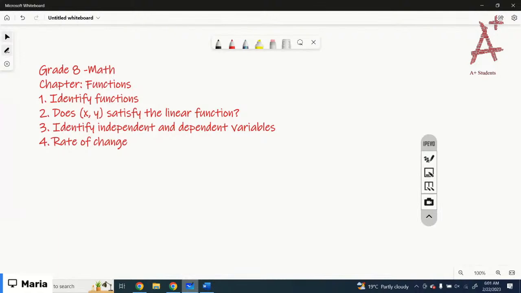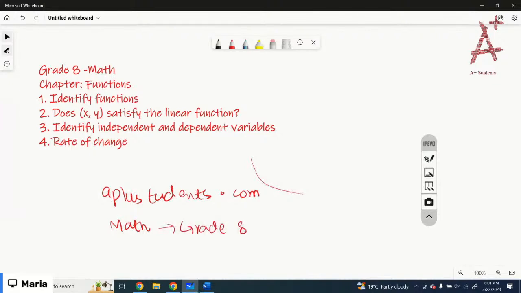So we're going to start with grade 8 maths. You can find all the lessons on aplusstudents.com. You have to log in there using your email address and the password provided by the administrator. Then you have to select math from the subject tab. Scroll down to grade 8 maths and then click on view all lessons.